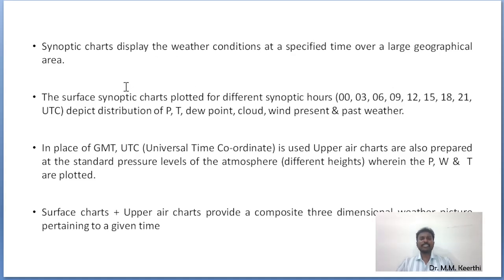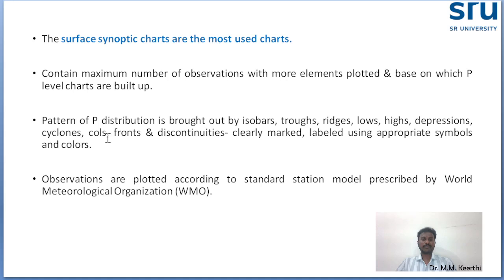In the synoptic chart, the weather condition at a specific time is displayed over a larger geographical area. It is not every 1 hour or 2 hours; it is every 3 hours: 3, 6, 9, 12, 15, 21, based on universal time coordinated. It includes pressure, temperature, dew point, cloudiness, wind speed, wind direction, and past weather, all the weather parameters. There are two types of weather charts in the synoptic chart: surface and upper air charts. The surface synoptic charts are mostly used compared to the upper air synoptic chart.